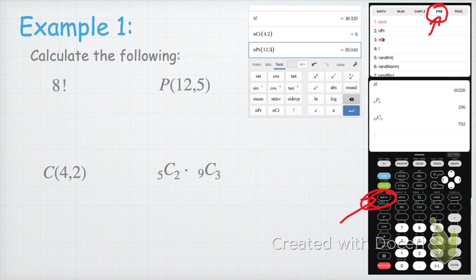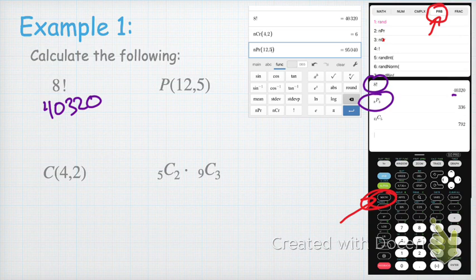So depending on which model calculator you have, they might look a little bit different, but mine says 8P3. It does that calculation for us. Or 8 factorial up here. That's 40,320. So we can write that in, 40,320.